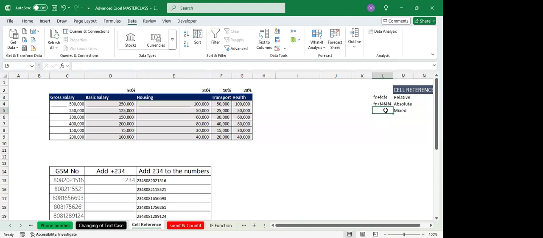Now, for mixed referencing, if you have Fn, you're going to say Fn plus F4 just once. So can you see my screen? Relative referencing is Fn plus F4 two times. Absolute referencing is Fn plus F4 three times. And mixed referencing is Fn plus F4 just one time. Don't forget that one will lock it on the row, absolute referencing will lock it on the column, and mixed referencing will lock it on both sides.